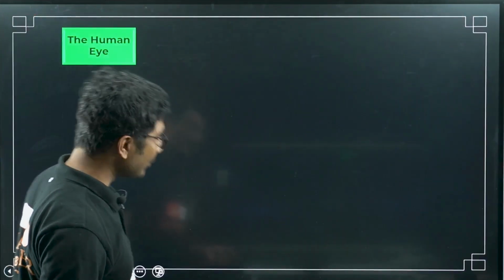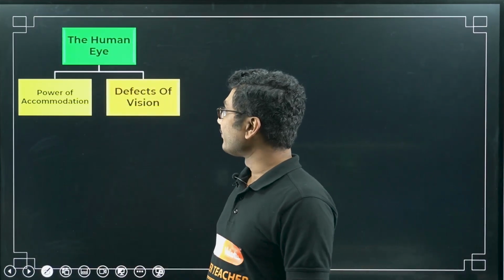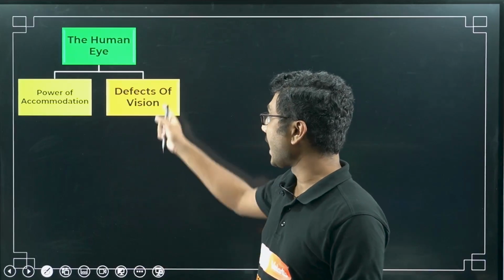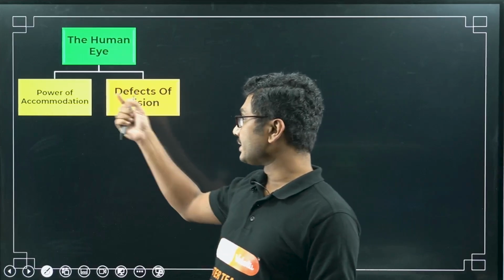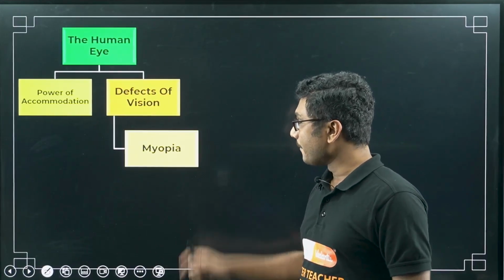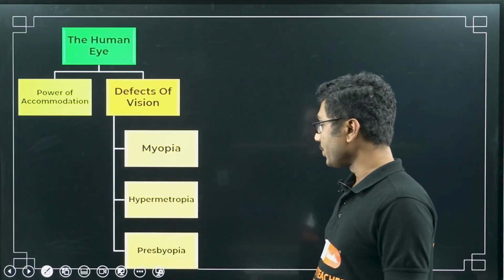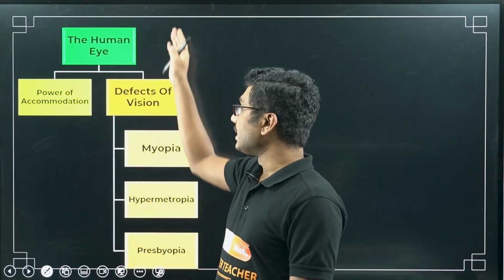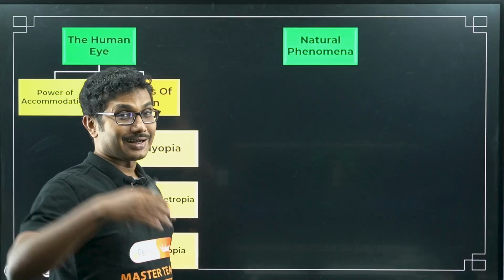First of all, the human eye part of the chapter can basically be classified into two parts. Power of accommodation is one part and another part is defects of vision. We will discuss everything about these two. Also, what are all the defects of vision? Myopia, then we have hypermetropia and presbyopia. We will discuss everything in today's lecture. This is the content for today's lecture.